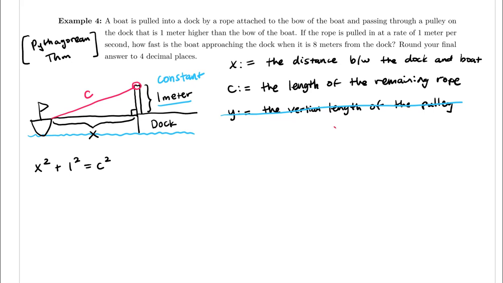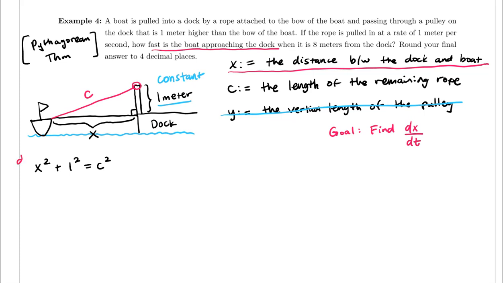Let's also define our goal. What is our goal? We would like to find, if the rope is pulled in at a rate of 1 meter per second, how fast is the boat approaching the dock when it is 8 meters from the dock? So how fast is the boat approaching the dock? And that is related to this thing, the distance between the boat and the dock. How fast is that changing? And so the thing that we're trying to find is dx/dt.